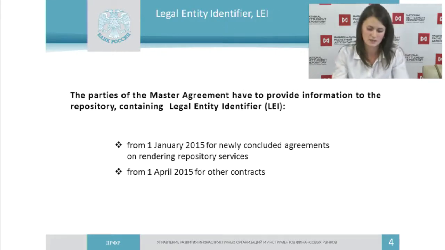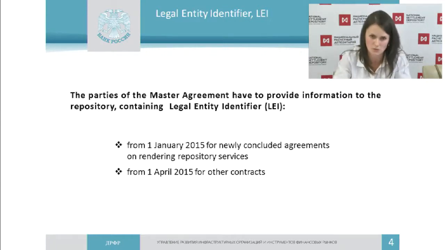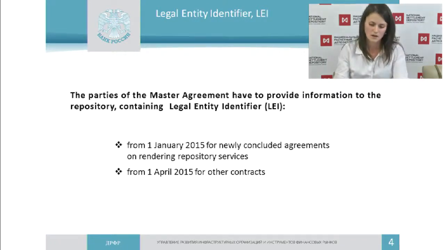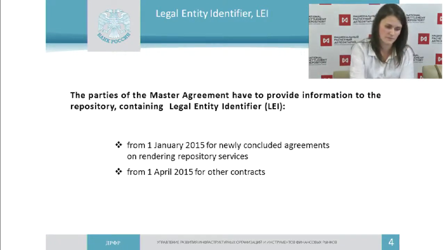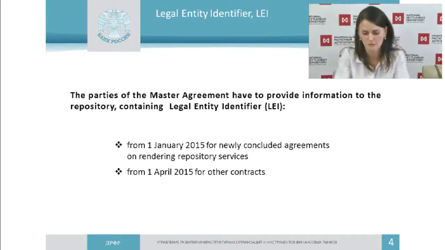The next slide, the following amendment, is about the liability of the parties of a master agreement to provide information to the repository containing the legal entity identifier. It will be necessary from 1st January 2015 for new contracts with the repository and from 1st April 2015 for other contracts. That is all the main information about our new ordinance.